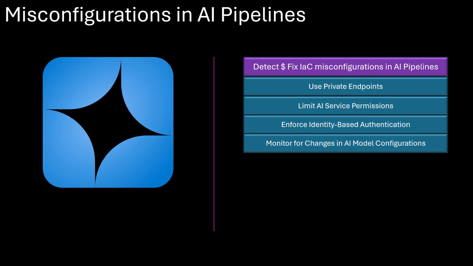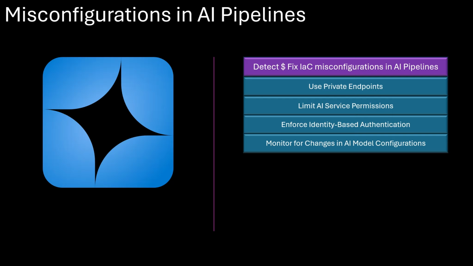Microsoft Defender for Cloud automatically scans your IaC templates and detects misconfigurations that could lead to security breaches, such as publicly exposed AI endpoints that could be accessed by attackers, AI models running without authentication, which can allow unauthorized access to modified training data, and overly permissive IAM roles, which can give unnecessary access to AI workloads.